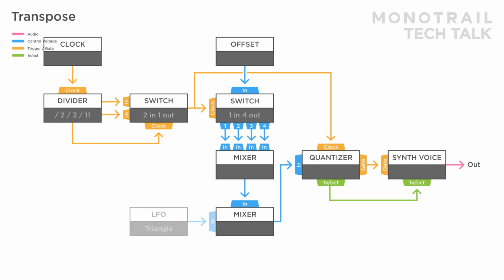Or you can use something like an LFO for automated movement. Note that the voltage is added before the quantizer, so it shifts the notes up in key.